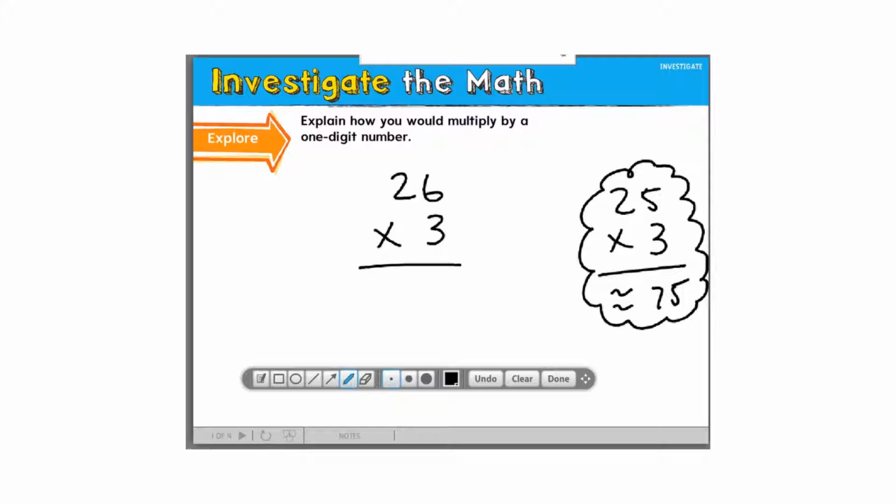So now I'm going to multiply starting in the ones place. 3 times 6 is 18. So I need to regroup the 1 in the tens place, and I'll put the 8 underneath.